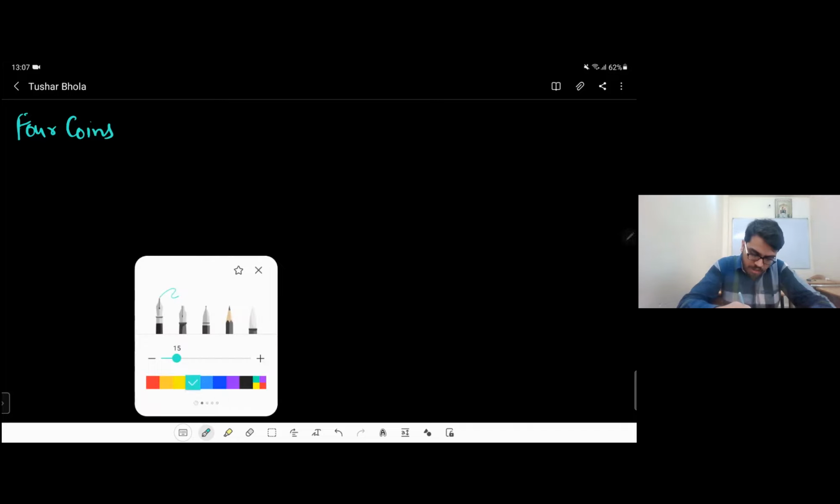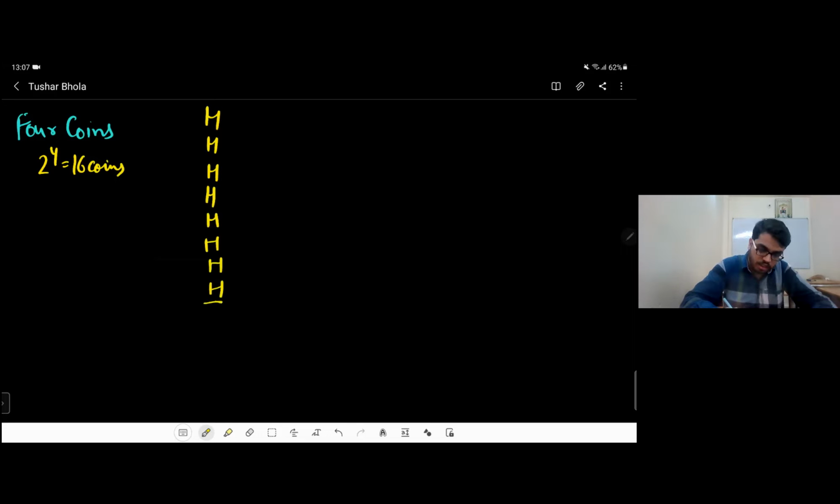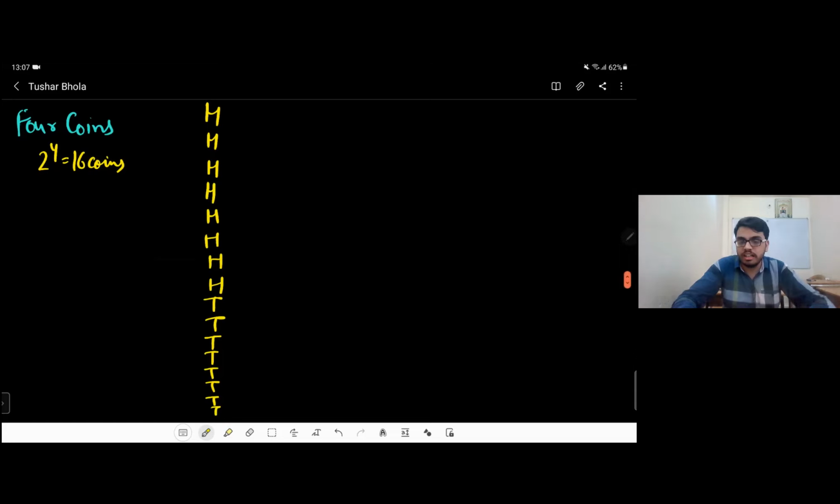So let us make the sample space. Here also the trick will work. There are 4 points, and as I told you, 2 to the power 4, that is 16 outcomes, will be there. For 16 outcomes, what will you do? Half of 16 is 8, so make 8 times head, and 8 times tail. Now take half of 8. What is half of 8, students? 4.